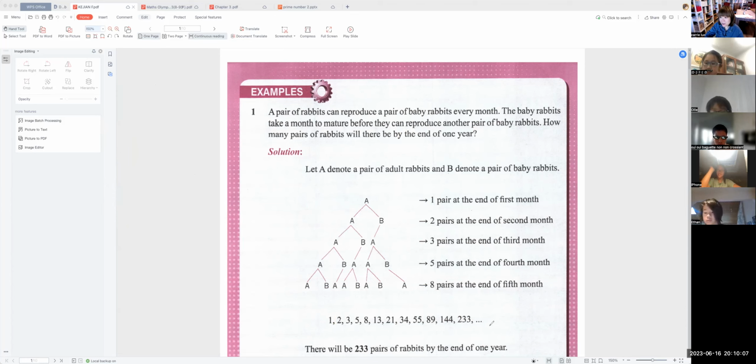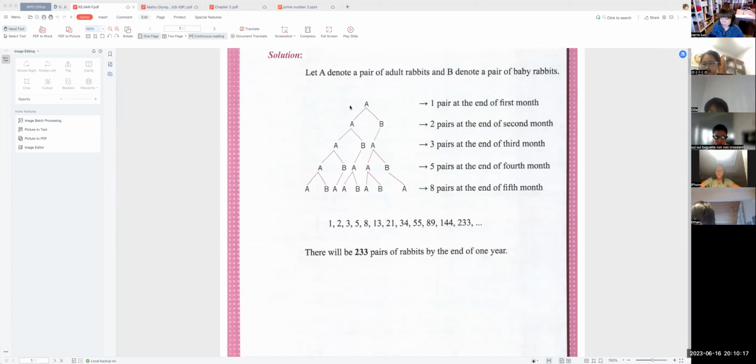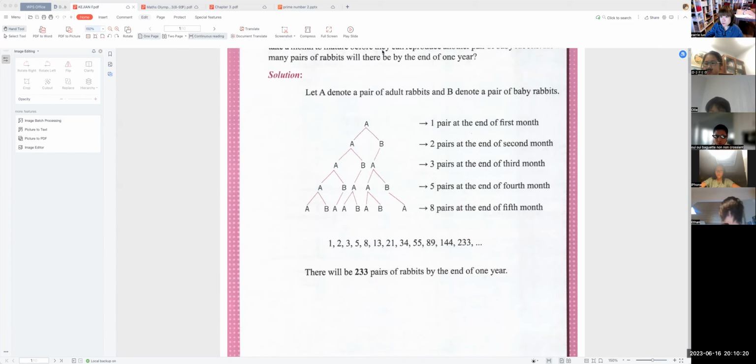And you think about it, the very next year you have 377 pairs of rabbits. So that's how crazy the rabbits could reproduce. Okay, but the thing is, if you don't know the Fibonacci sequence, it is a pain to do every single number yourself, correct?